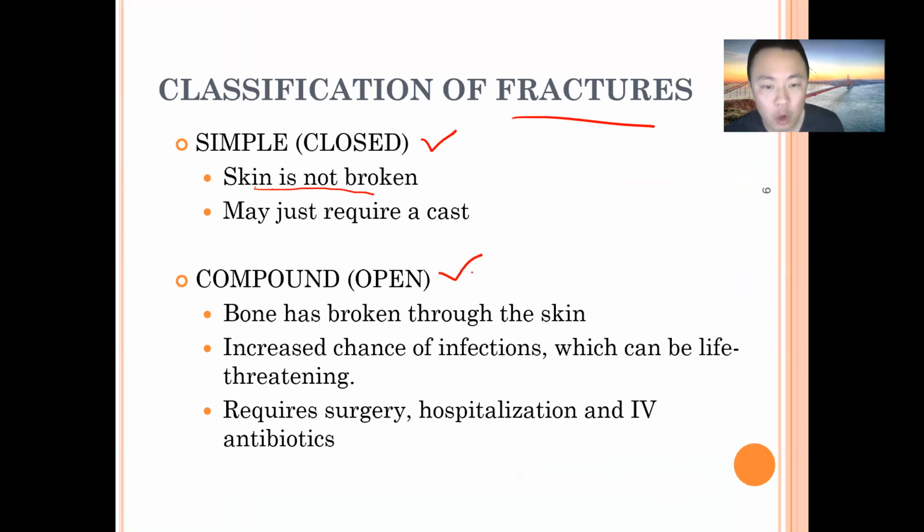There's another type called an open or compound fracture, and this is when the bone has broken through the skin, and it increases the chance of infection, which can be life-threatening, and requires surgery, hospitalization, and IV antibiotics. So again, when you have an open fracture, it has pierced through the skin. When it pierces through the skin, it's exposed out here to all the pathogens that are flying around all over the place. And so it is more prone to infection.